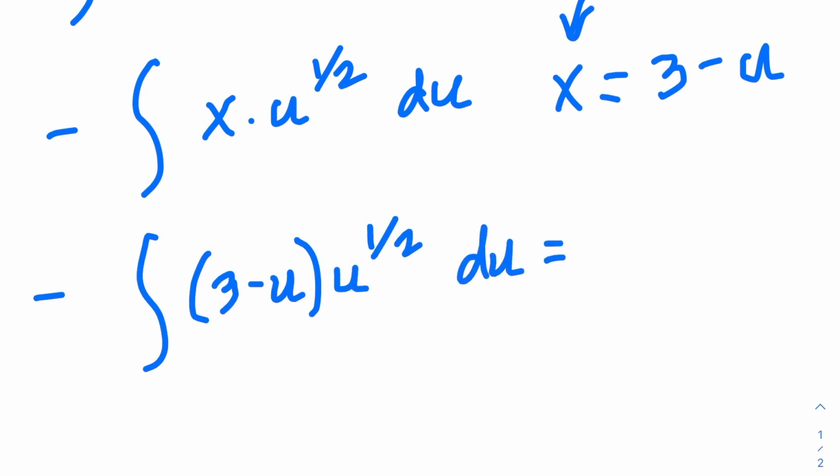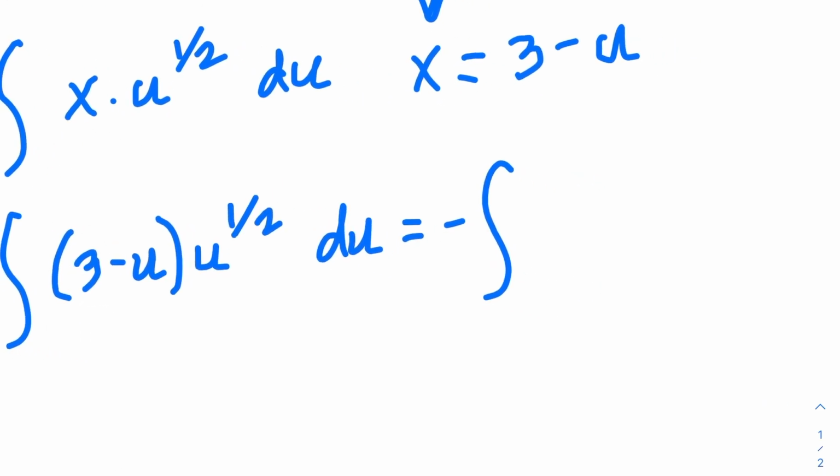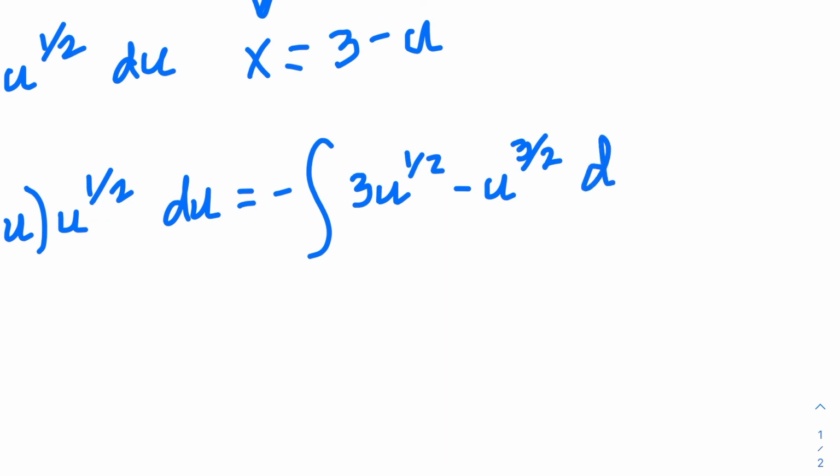And now we can distribute inside those parentheses. So this will be the negative integral of, once we distribute that, 3u to the 1/2 minus u to the 3/2 du. And then from here we can integrate.